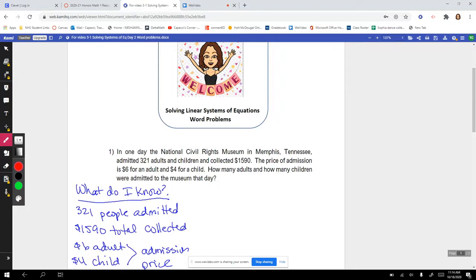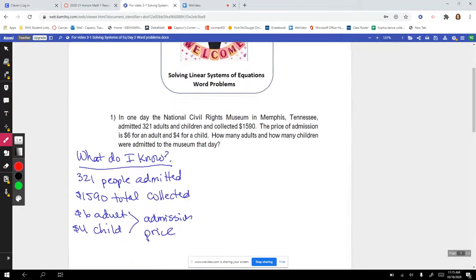So just kind of when I read through that first problem, I just kind of get an idea of what's going on. Okay, we're talking about the museum. The name of the museum and location does not seem to matter. We're talking about how many kids and adults went in, how much was collected, and obviously there's a different price for the two of them. So we're going to go from there.